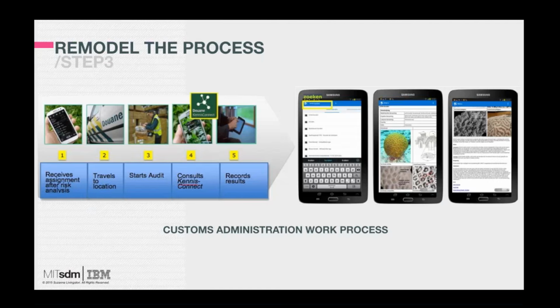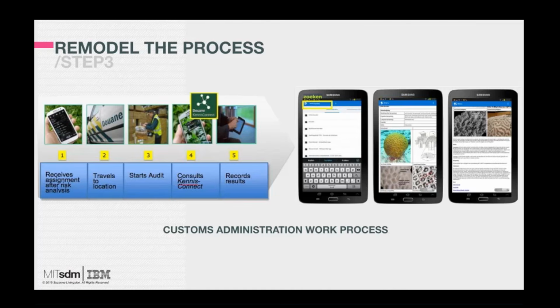So now the customs officers would begin their day accessing their mobile devices instead of physically driving to the office to pick up paper-based assignments. Literally, they could step out the front door of their home and know where they were going to be heading at that moment. Then they traveled to client locations to conduct their inspections. That part of the process stayed the same. But during the inspection, here's where things change.